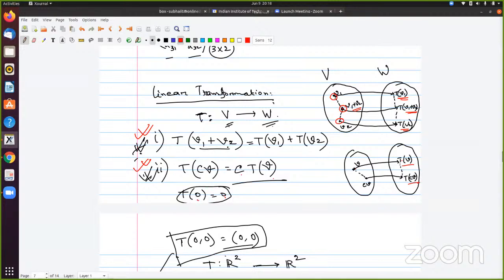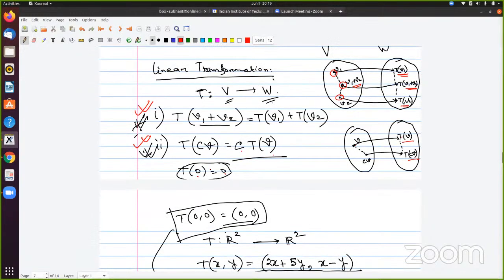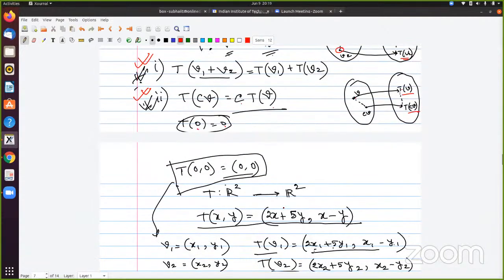I leave the proof to you. Sarah has already proved this in lecture. So 0 must go to 0. So once you are given some mapping to be checked whether it is a linear transformation or not, first you check whether 0 is going to 0 or not.